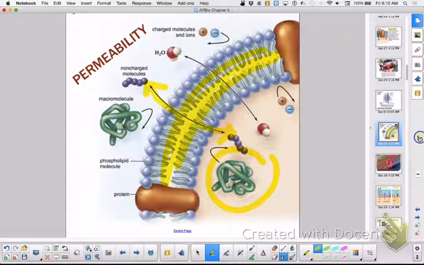Youngest bio buddy, could you explain this to him real quick? Do a little summary. What can pass, what can't pass? Go.